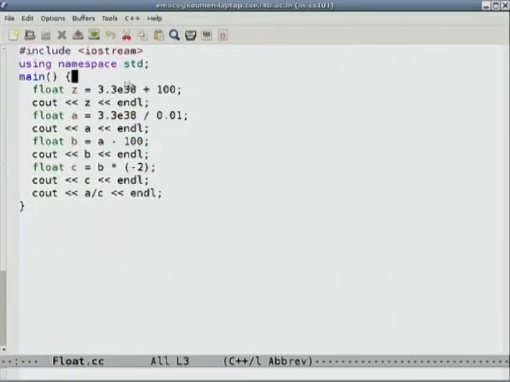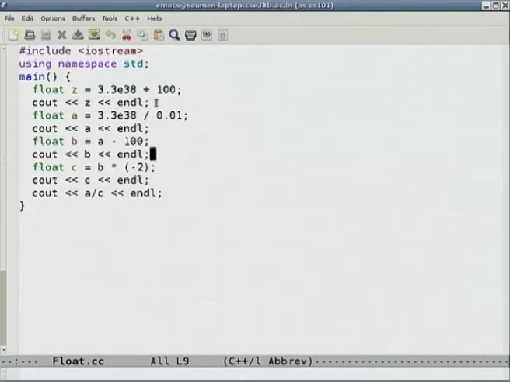So here's an example. I start with a very large positive value, and then I add 100 to it, and I print it out. And then I take the similar positive value and I divide it by a very small number that should overflow. So we will check what happens if we overflow. Finally, I'll take b equals a minus 100, I'll print b, and then I'll multiply b by minus 2 and print it. So let's see what should happen.